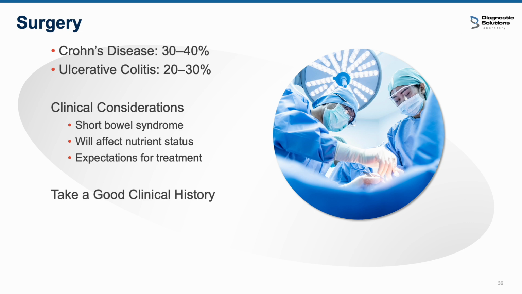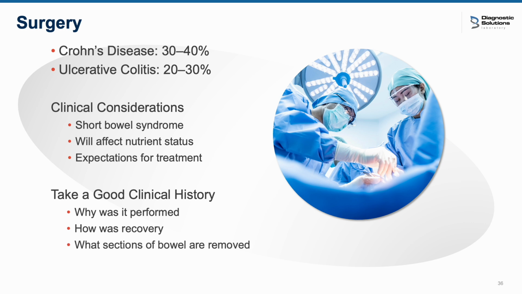Now, what I find really important and often overlooked is a clinical history. I'll talk to people and they'll say, okay, he had some parts of his small intestine removed. And then I'll say, okay, which parts? And sometimes patients don't know, sometimes practitioners don't know. So I'm going to urge you to take a really good clinical history around surgical alterations. We want to know why the surgery was performed. We want to know how the recovery was, what the outcomes were. We want to know what sections of bowel were removed. And then we want to know how long ago the surgery was, among other information, but those are the absolute basics that you need to get from your patient if you want to properly treat somebody with a surgically altered bowel.